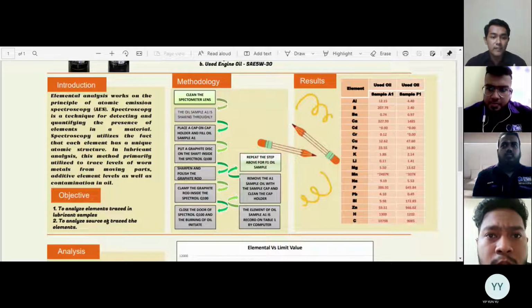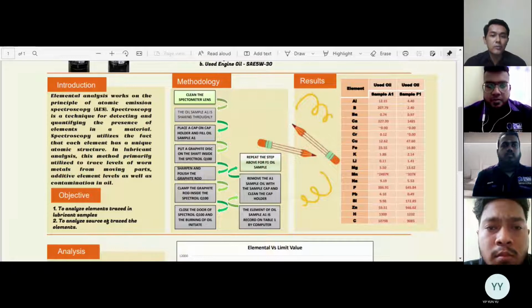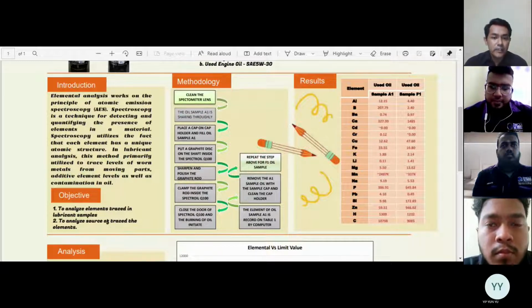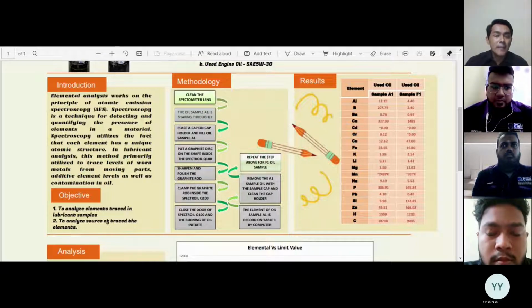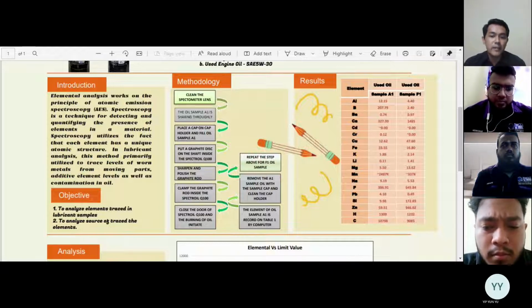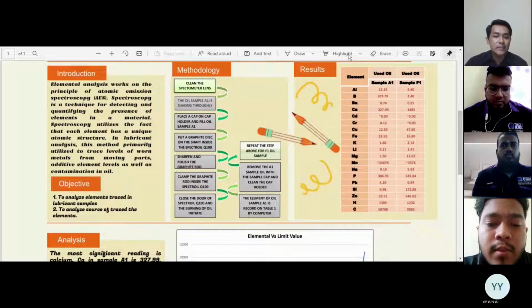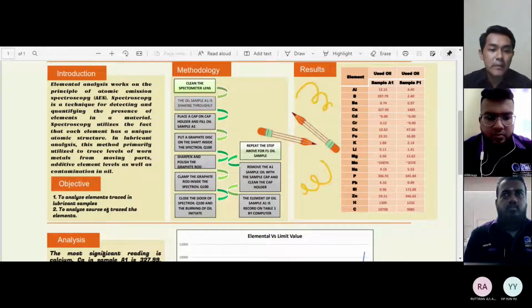Next, the graphite disc. We place the graphite disc on the shaft inside the Spectro Oil Q100, ensuring it is inserted fully until the slot on the shaft. The next one is the graphite rod. We sharpen the graphite rod and polish it, ensuring it is smooth, clean, and shiny. Then we clamp the graphite rod inside the Spectro Oil Q100, ensuring that the clamp lever is upwards and the graphite rod is touching the graphite disc. After that, the clamp lever is lowered to create a gap between the graphite rod and the graphite disc.